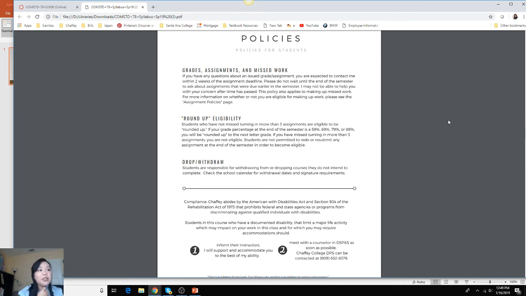Lastly, grade administration policies. If you have any questions about an issued grade, you have 2 weeks from the assignment deadline to let me know whether or not you have questions about it. I will not change a grade unless I calculated it incorrectly. I will be more than happy to explain my grading rationale.